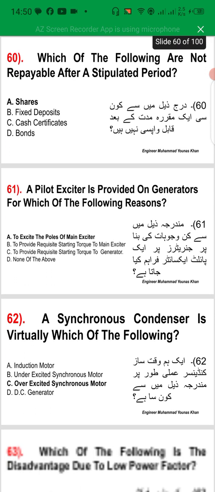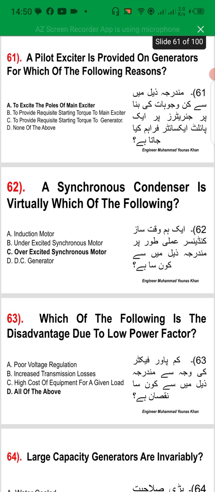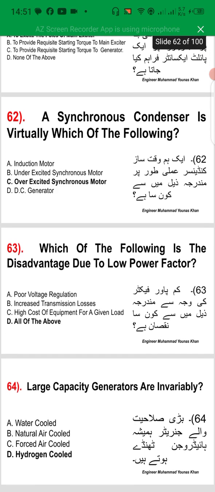Which of the following are not repayable after a stipulated period? Shares. A pilot exciter is provided on generator for which of the following reasons? To excite the poles of main exciter.